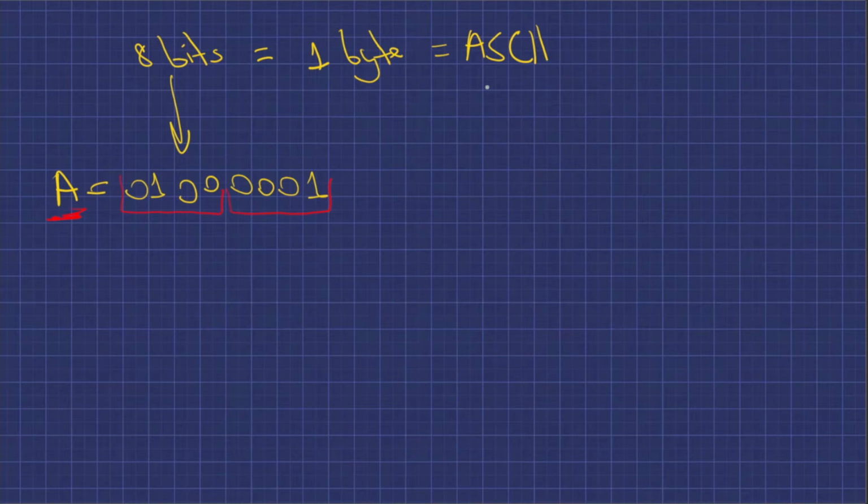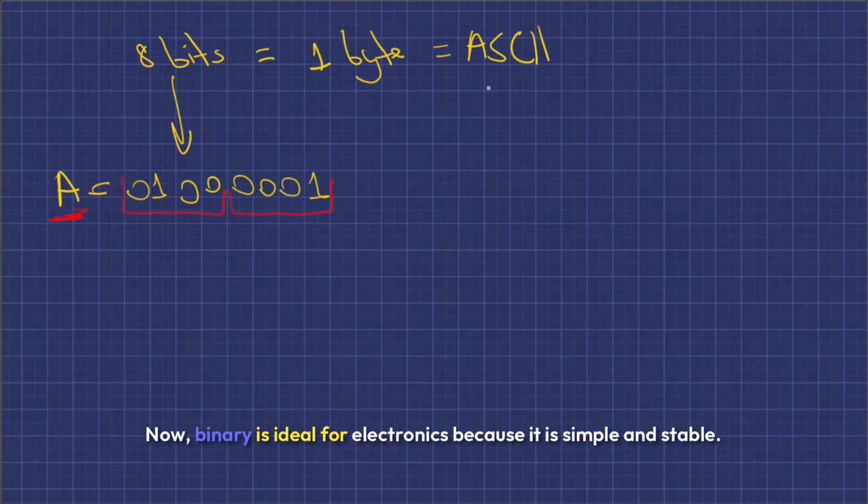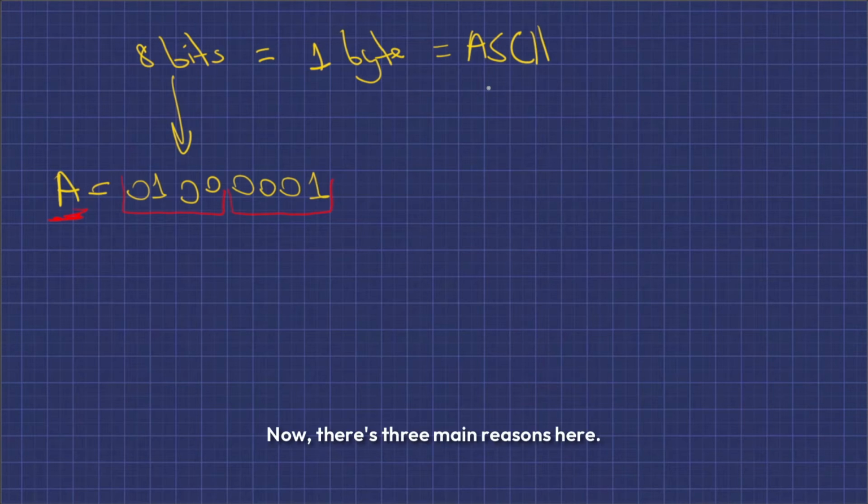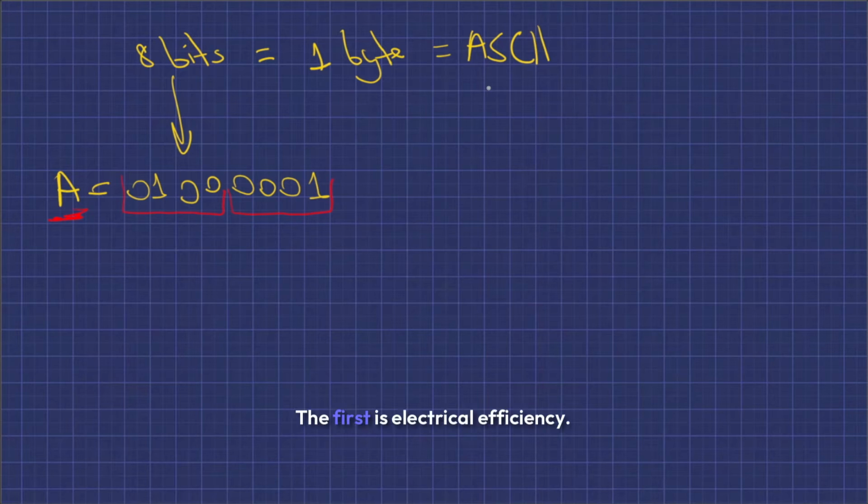So why do computers use binary at all? Now, binary is ideal for electronics because it is simple and stable. Now, there are three main reasons here. The first is electrical efficiency.